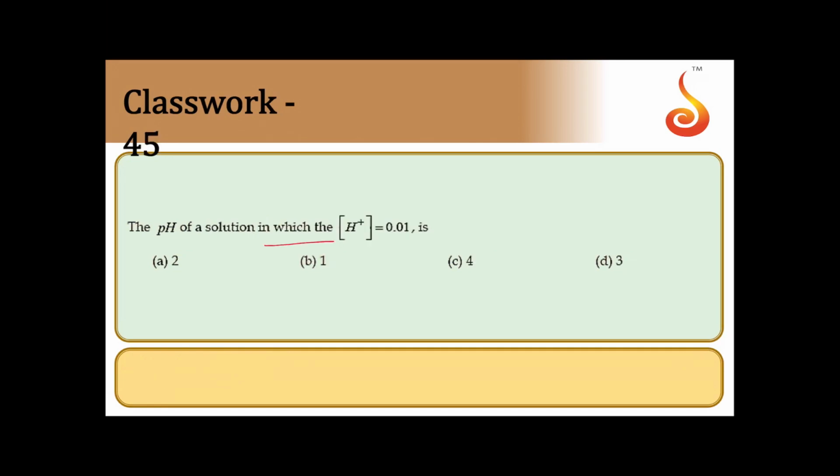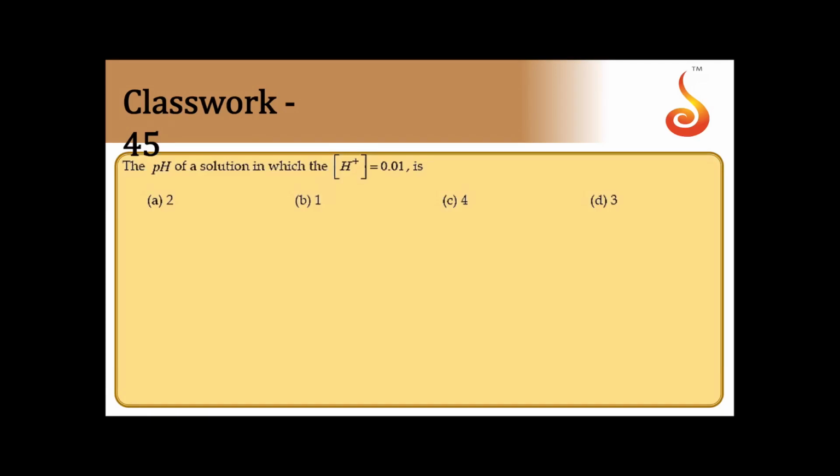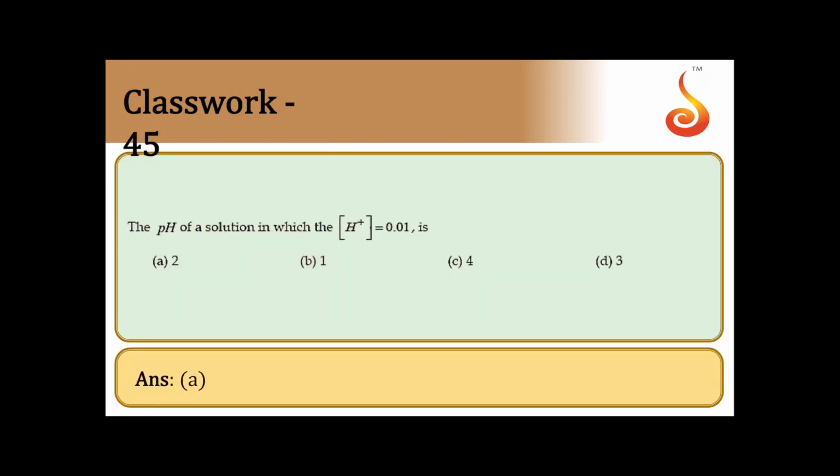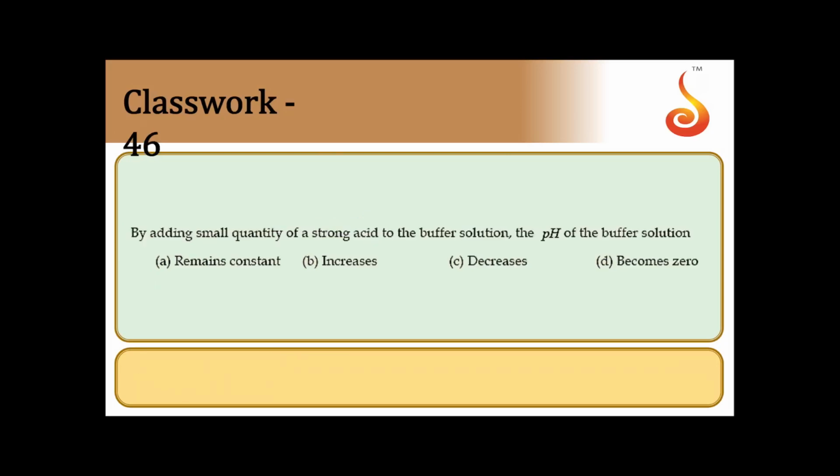Then 45. The pH of a solution in which H plus is 0.01. So they have given the concentration of H plus, asking us the pH of the solution. H plus is given as 10 to the power of minus 2. Therefore, it is a direct question, pH is equal to 2 itself. pH is 2. The answer is option A.